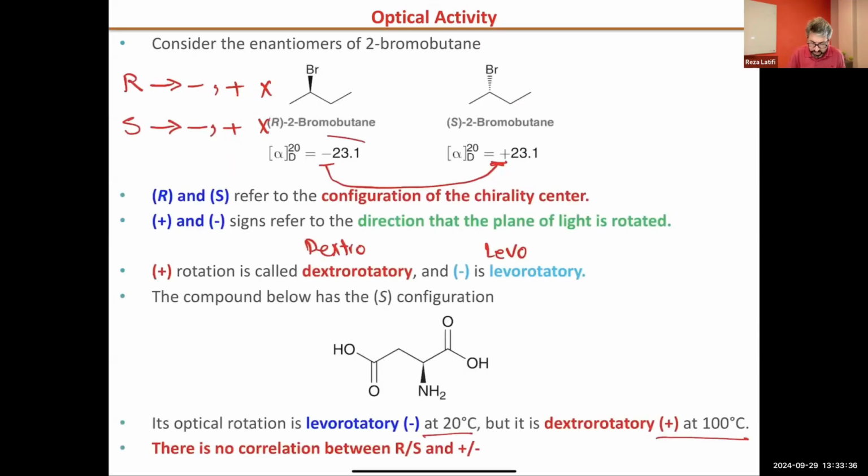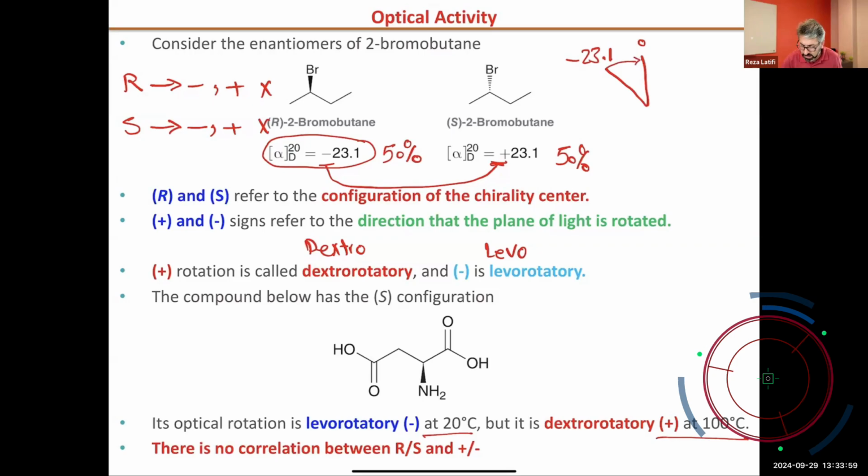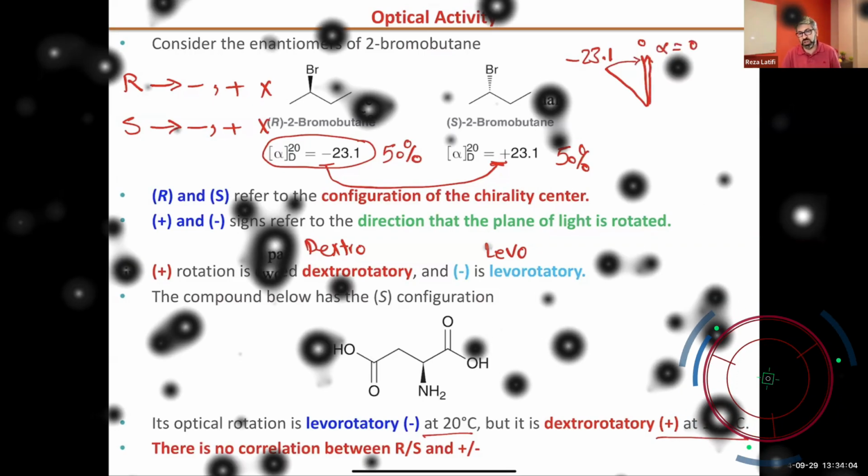If we go back, let's say we take 50% of this and add it here, mix the two, 50% R and S. One is turning it to minus 23 degrees. So let's start from here. If this one is 0, it will turn it to minus 23.1. Now, when you add the S, it will bring this one back. Again, alpha is going to turn to 0 because they cancel each other.